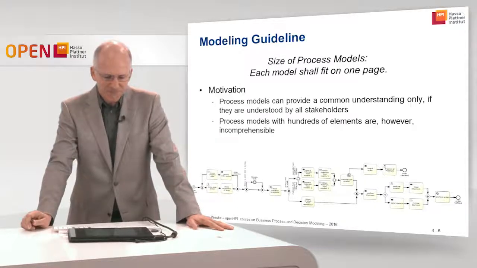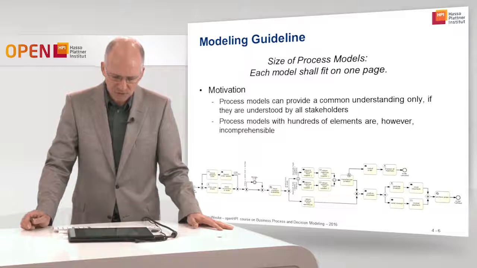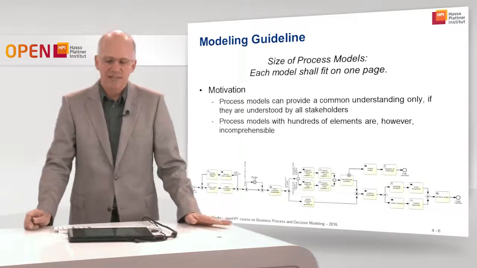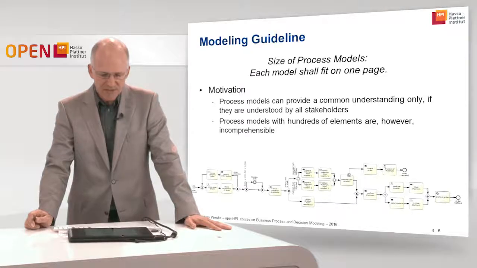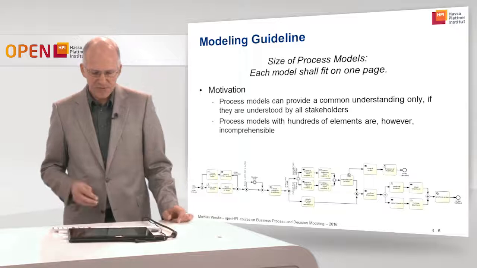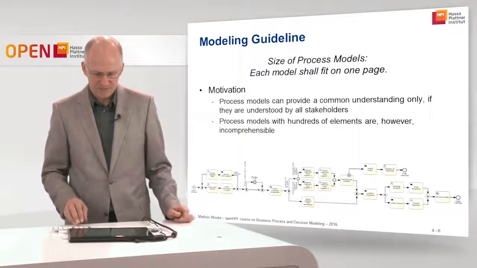And well, the motivation is that process models provide, or should provide, a common understanding only if they are understood by all stakeholders. So they can provide this common understanding only if they are understood by all stakeholders. And process models with hundreds of elements are really not very understandable, or almost incomprehensible.